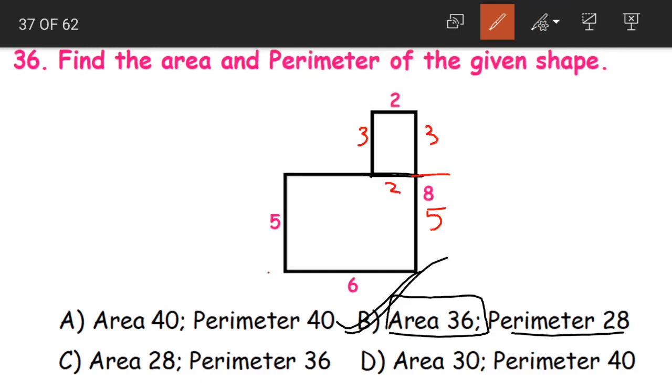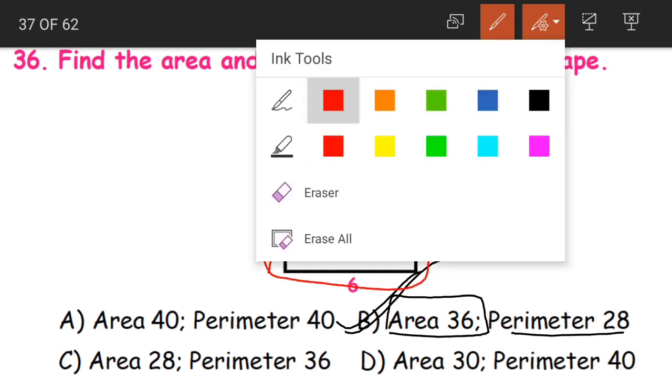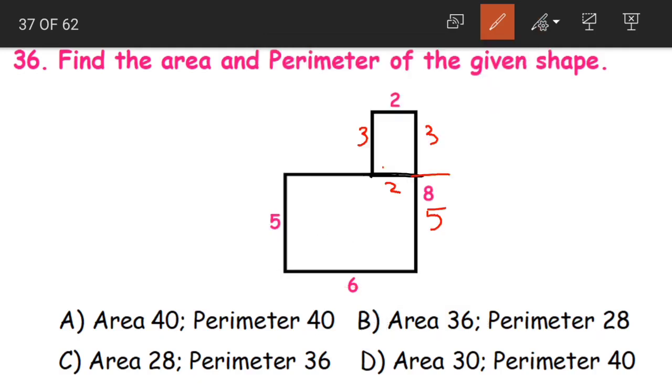Now again, how to calculate the perimeter? We'll add all the lengths of the sides that are on the boundary only. We will not consider these two, children. Why? Is this the boundary line of the given shape? No, it is inside the shape. So we will not consider 2. We will consider only those sides that are on the boundary.